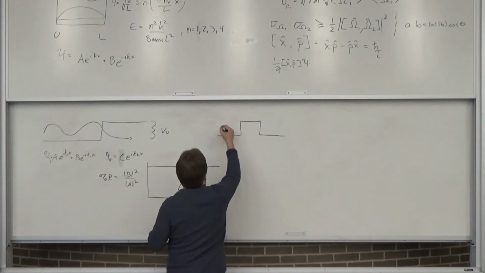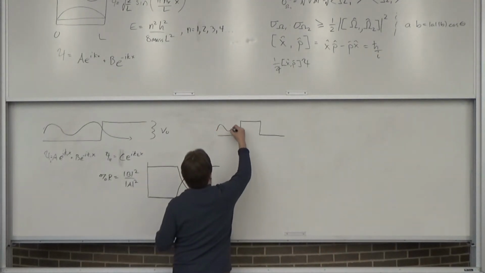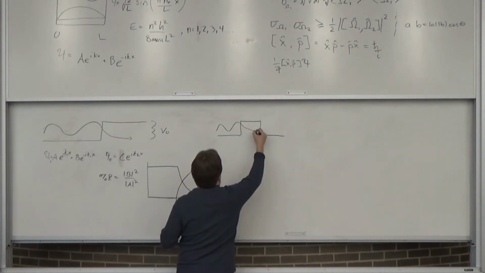And it looks something like this. So a little wave, and then it hits the barrier, it tunnels through.